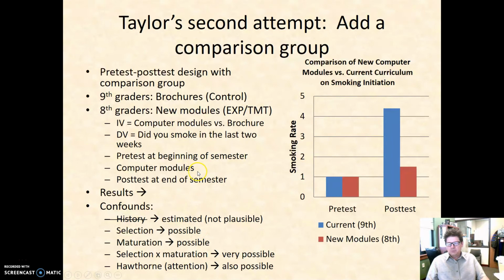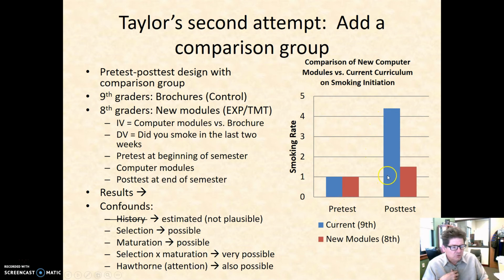Pretest at the beginning of the semester, computer modules, or brochures in between, and then a post-test at the end of the semester. And the results are shown here. At pre-test, we see that both groups are low in smoking, and at post-test, the 9th graders show a great elevation. By chance, it's the same elevation we saw in the other study, but it's an independent experiment.